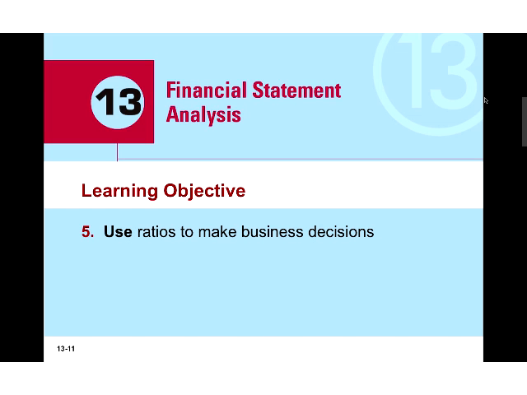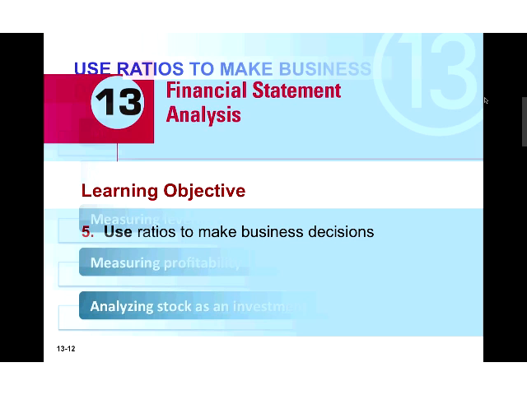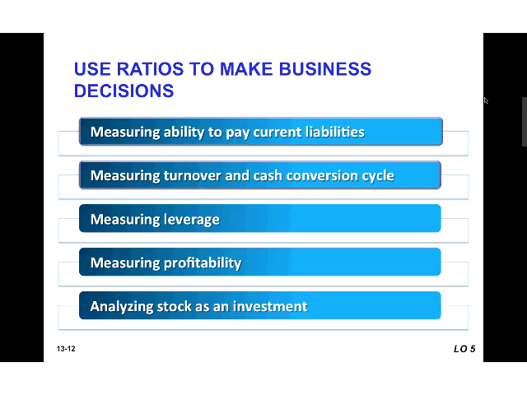We're into chapter 13. The last 2 learning objectives are ratios. They're kind of combined together. So we're going to be looking at ratios today. There are 5 groups of ratios, and we're going to go through all 5. This is a good thing to put on a flashcard to kind of memorize. There's 5 groups of ratios. You should know what's in each of the 5 groups. They're listed in your book.